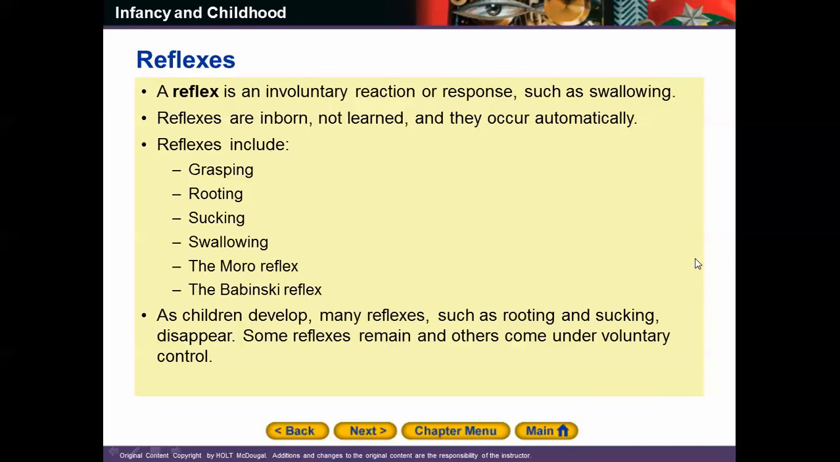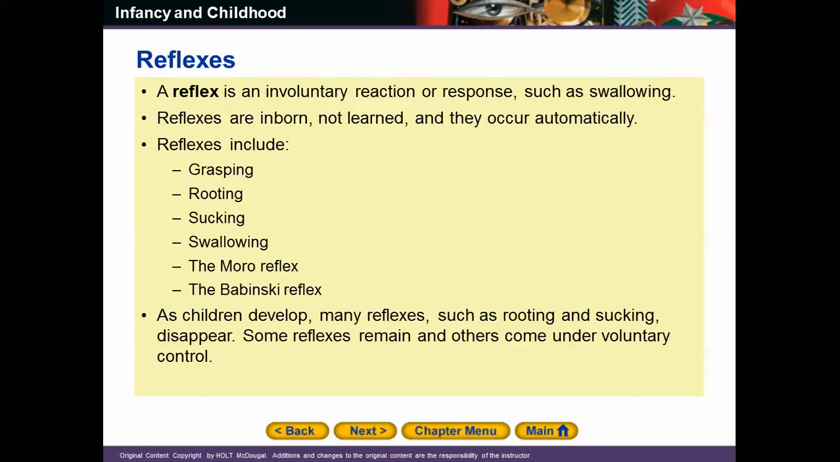Infants are born with all sorts of reflexes. A reflex is an involuntary reaction or response, like swallowing. They're inborn, they're not learned, they occur automatically. And these reflexes that infants have include grasping. If you've ever put your finger in an infant's fist, they're going to hold on to you.